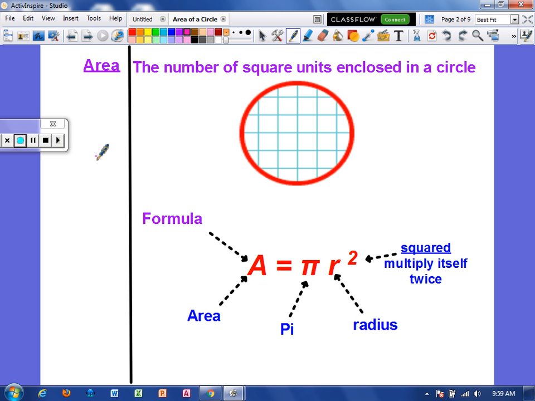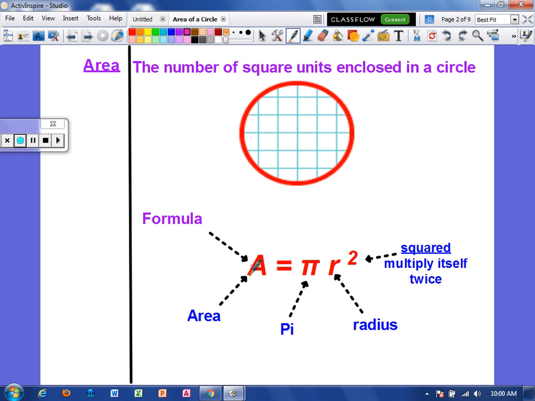Alright, so area of any figure is the number of square units that's enclosed inside of it. So with a circle, we're doing the same thing. We're just trying to figure out how many square units are inside of that circle. Now, here is the formula that we are going to use. A equals pi r squared.